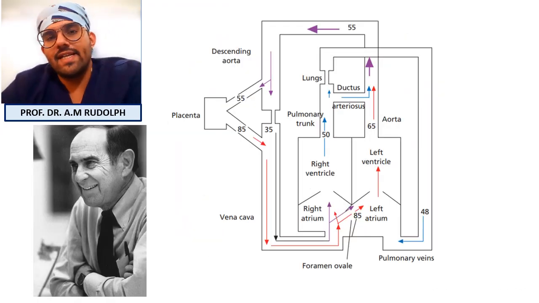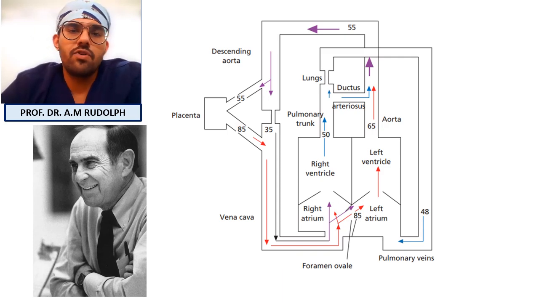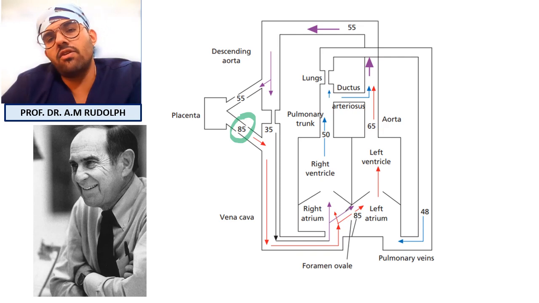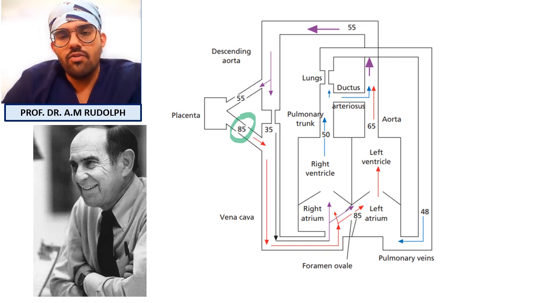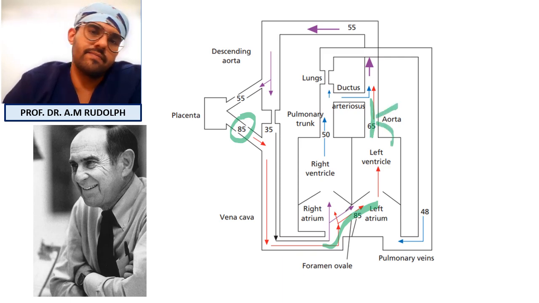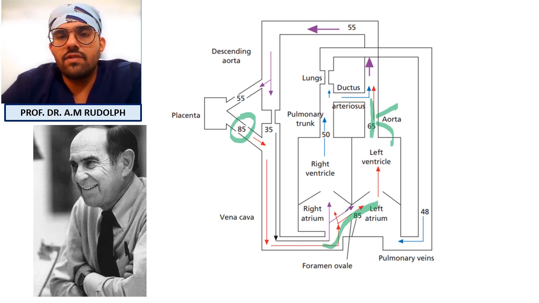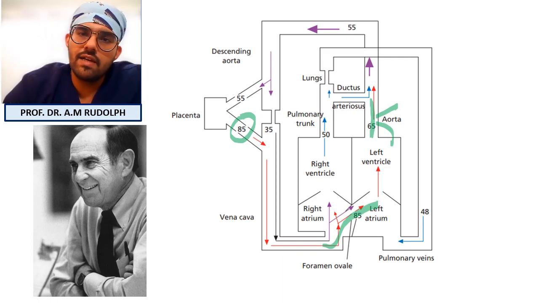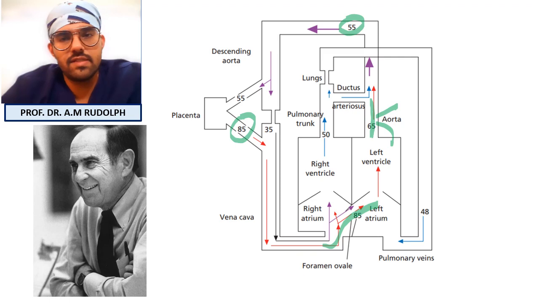Because of his extensive studies in fetal lambs, Professor Abraham Rudolph gave us this diagram. You can see placental high saturation, 85% oxygen saturation blood going through this special mechanism through the IVC directly into the left atrium and in the ascending aorta, from where it supplies the brain and the heart, and the rest of the body receiving a relatively deoxygenated 55% oxygen saturation blood.